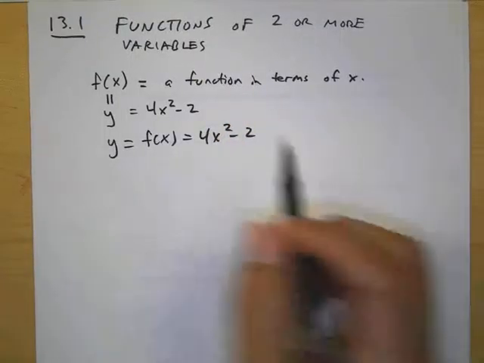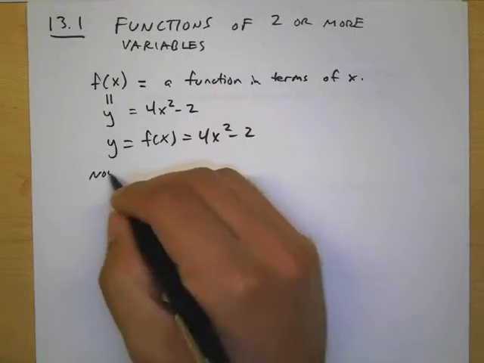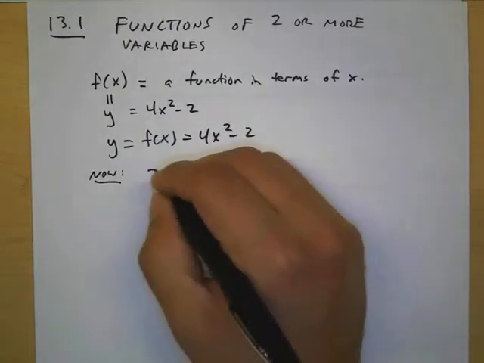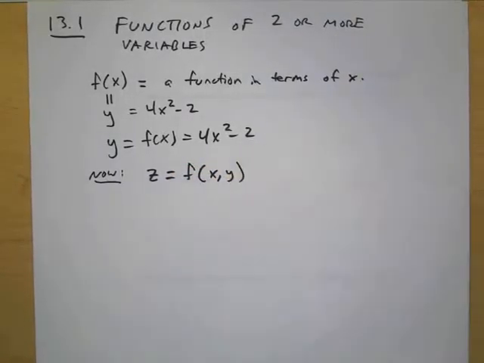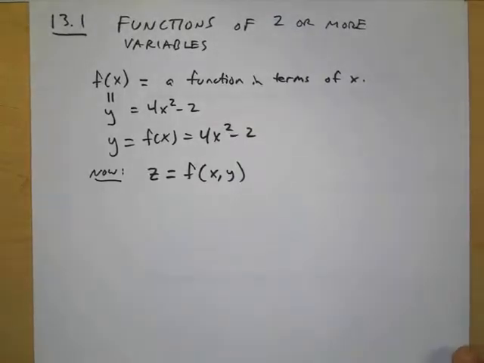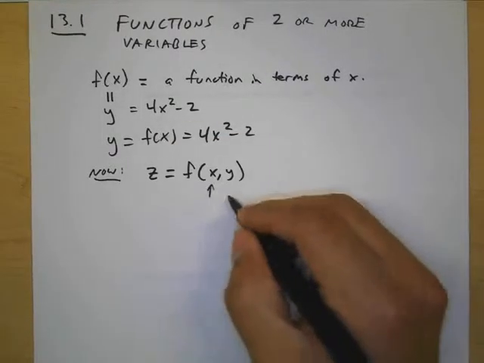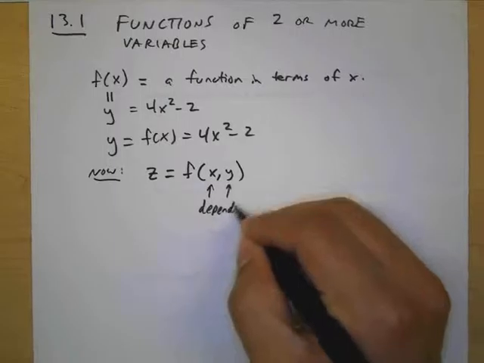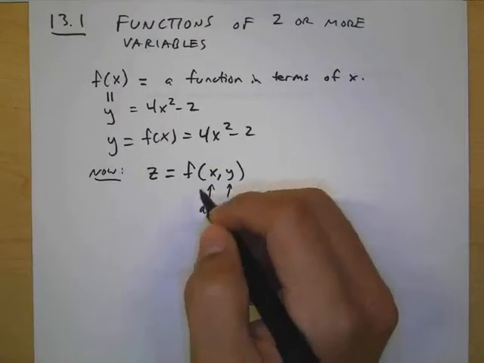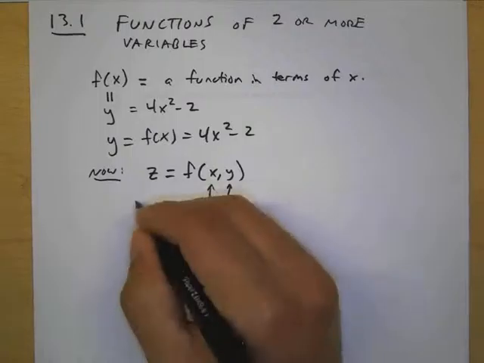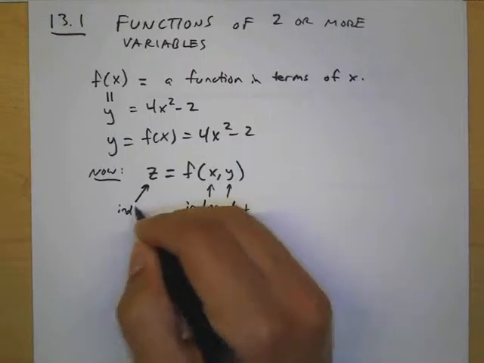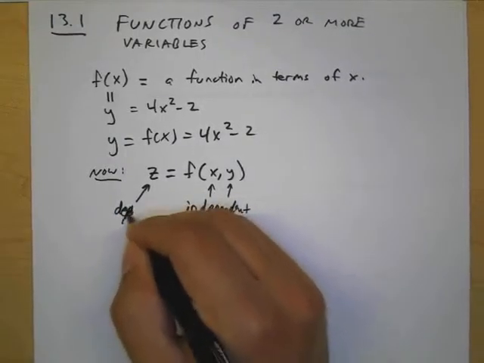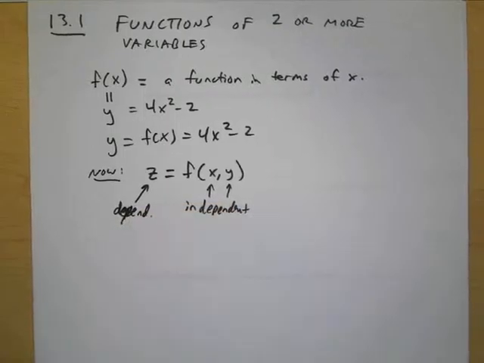Now, in this class, you're going to start seeing things like z equals. And typically, we'll define z in terms of two input variables, x and y. So these are now considered the independent variables. And z is the dependent. Z depends on x and y.